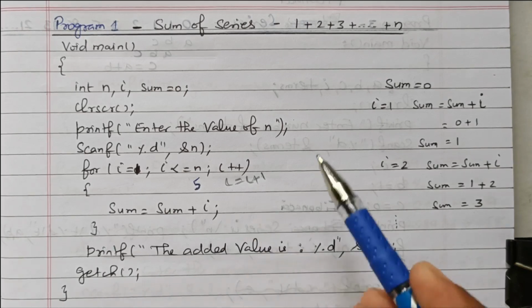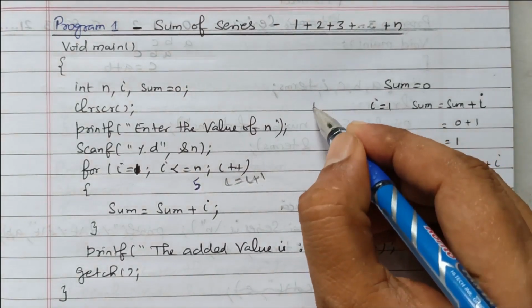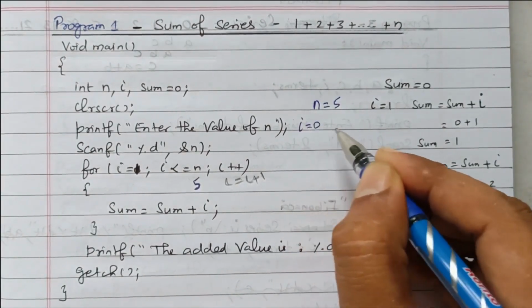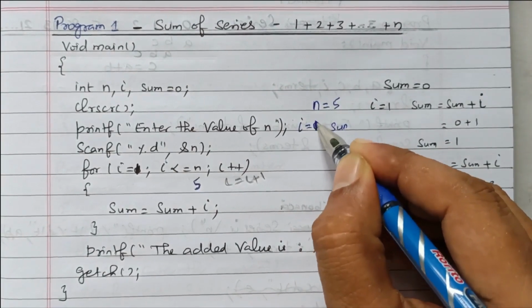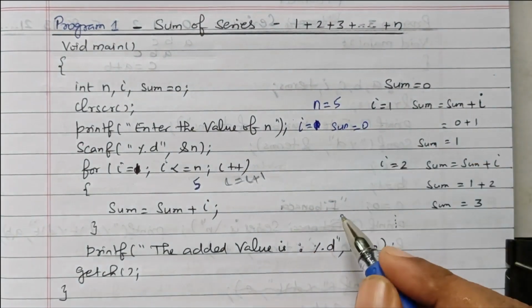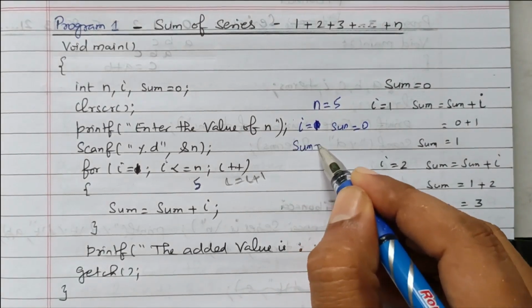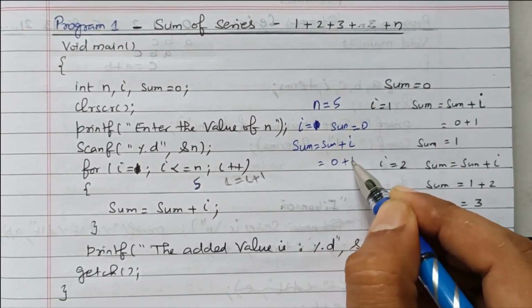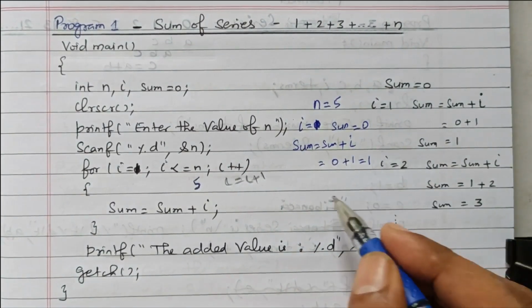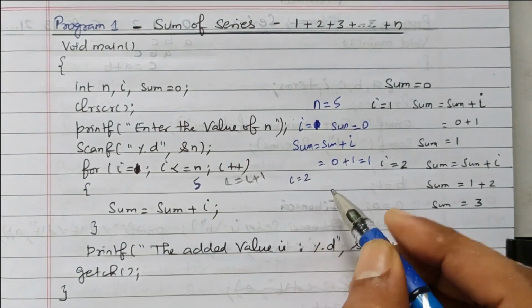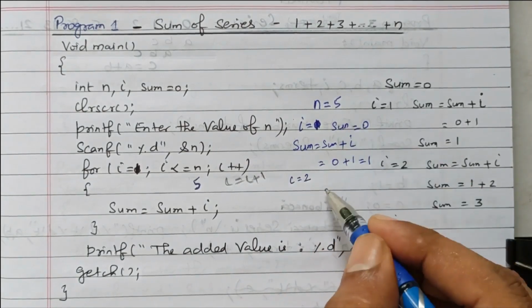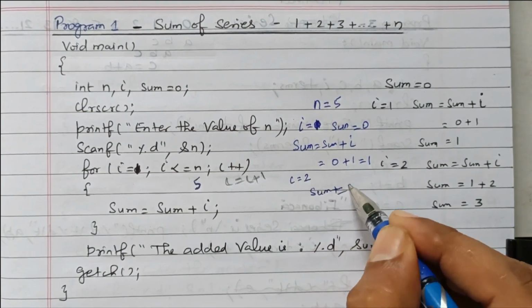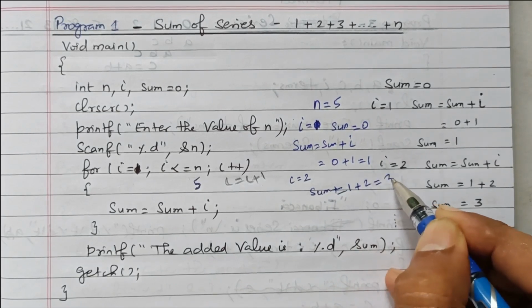Right. Now we'll see the output. Let us consider n equal to 5. Initially I equal to 1, sum equal to 0. So sum equal to sum plus I, that is 0 plus 1, it becomes 1. Now I equal to 2, so this condition is satisfied. So sum equal to sum plus I. The sum value is now 1, so 1 plus 2 becomes 3.